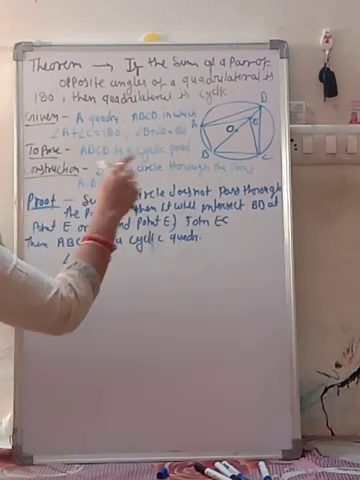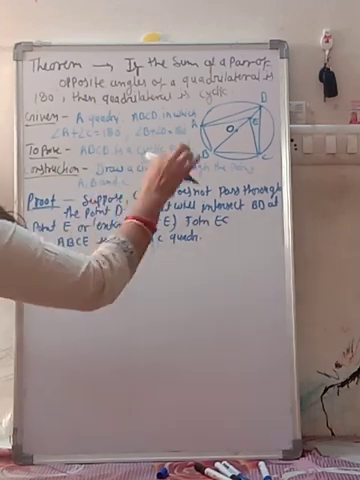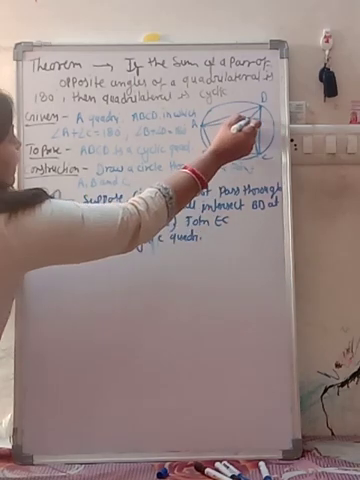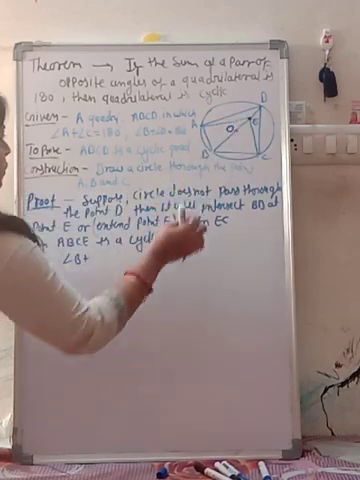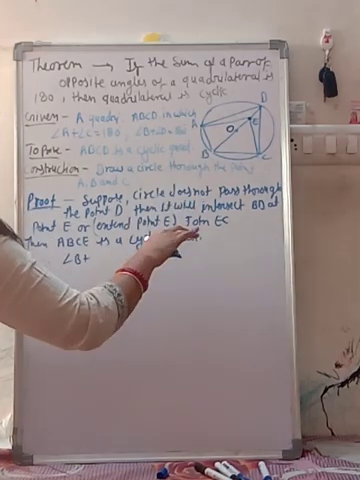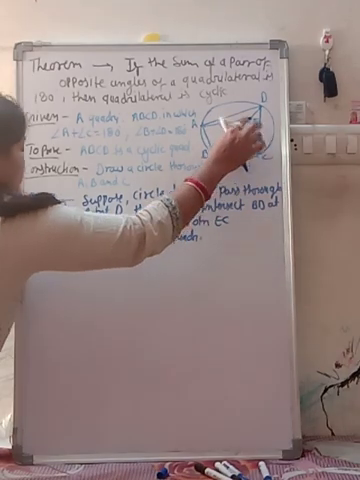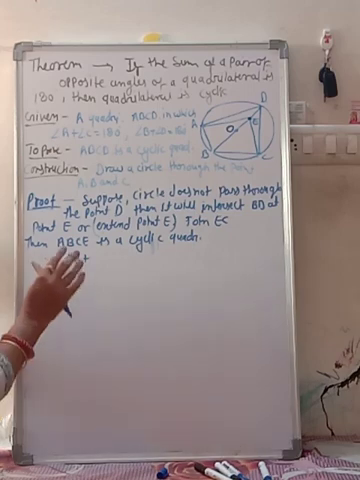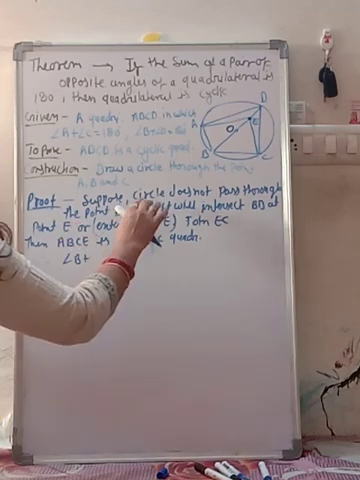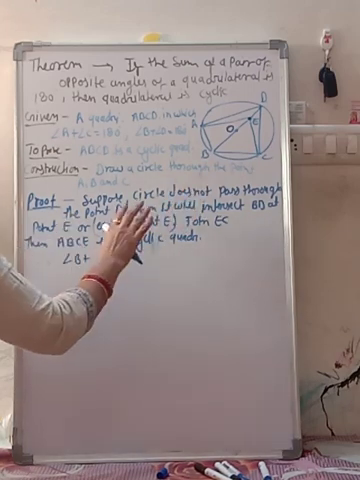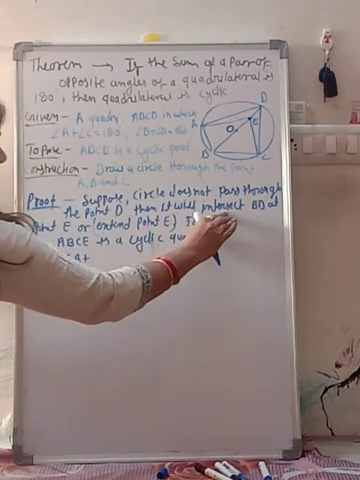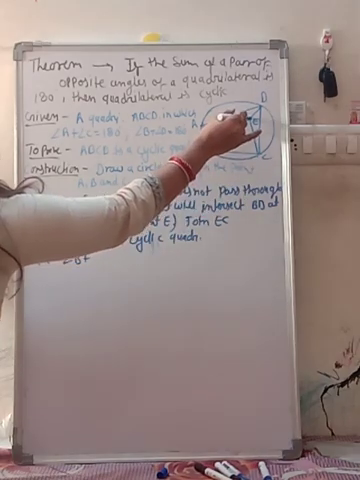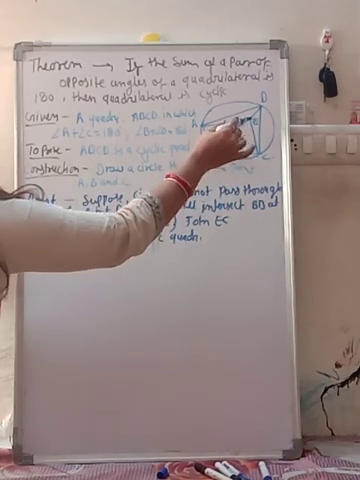Now let's start the proof. Suppose the circle does not pass through the point D. So the new quadrilateral will be ABCE. Let's assume the circle does not pass through the point D, so then it will intersect BD at a point E, or on its extension.